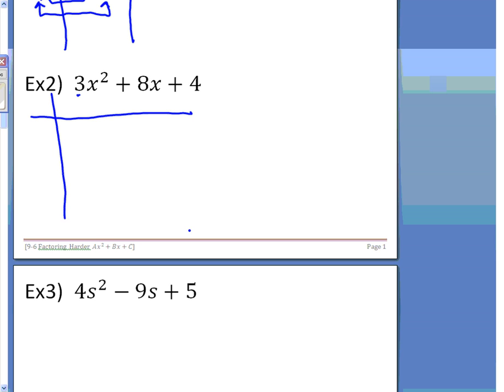So we're going to make our table. This is going to be 3x squared. I want a product of 4, and I want a sum of 8, or 8x if you want to think of it that way. All right, so I want a product of 4 and a sum of 8. So what two numbers multiply to give you 3? Now, you don't have to consider negative numbers here for a lot of reasons, but let's just keep it simple today. Only think about positive numbers here. So the only thing it could be is 1 and 3. All right? Well, what two numbers multiply to 4 but add to 8?